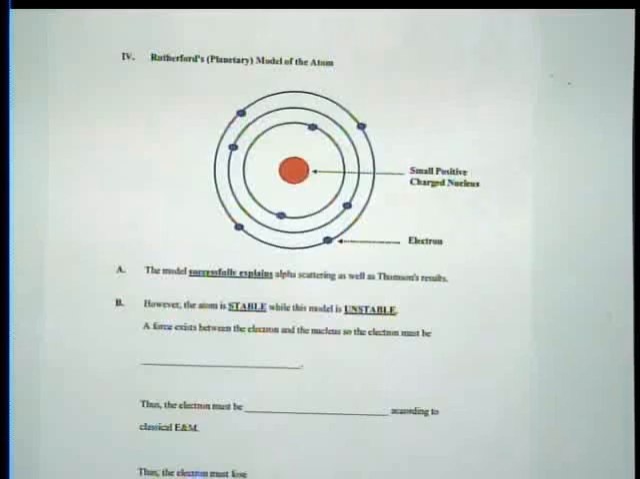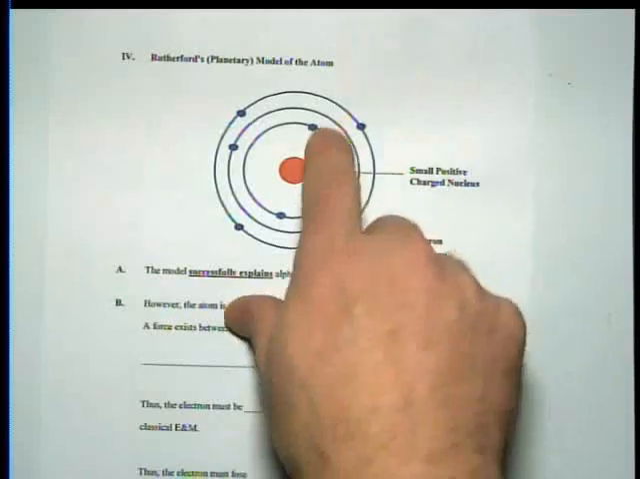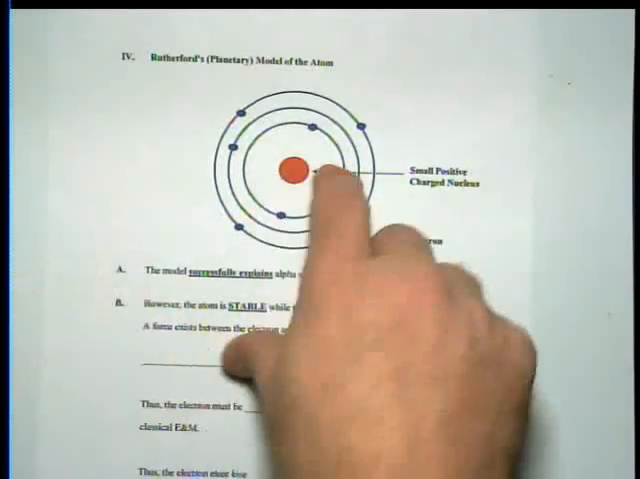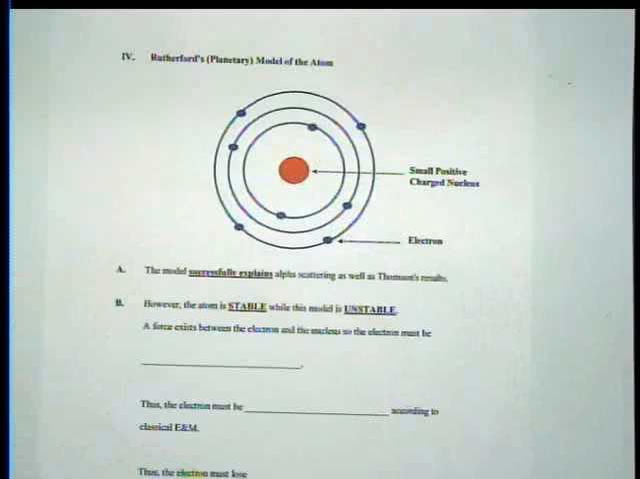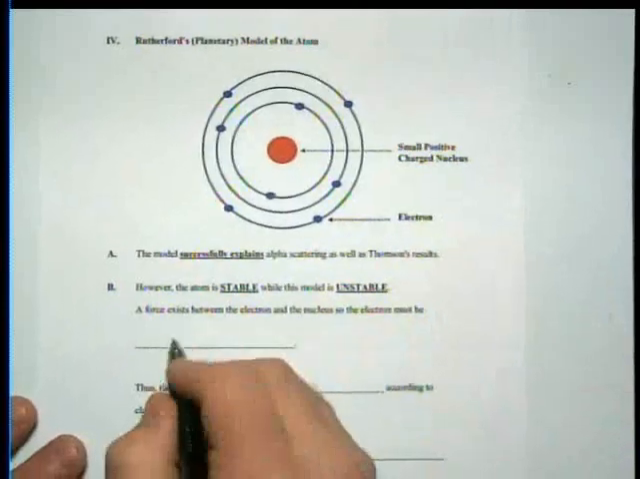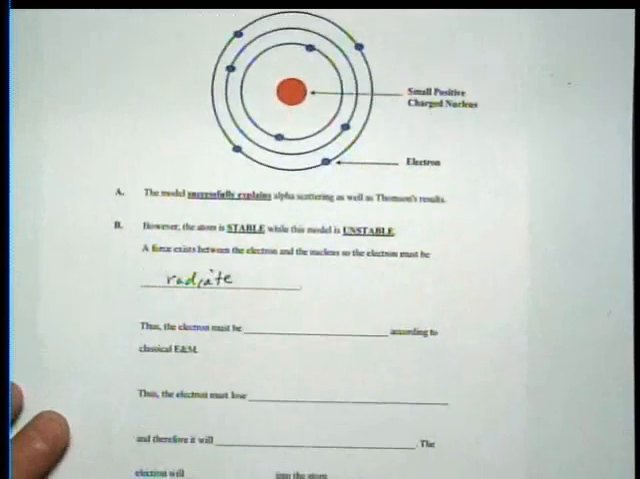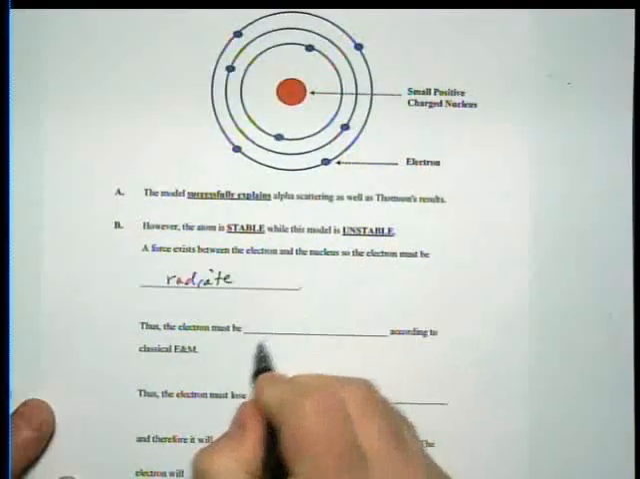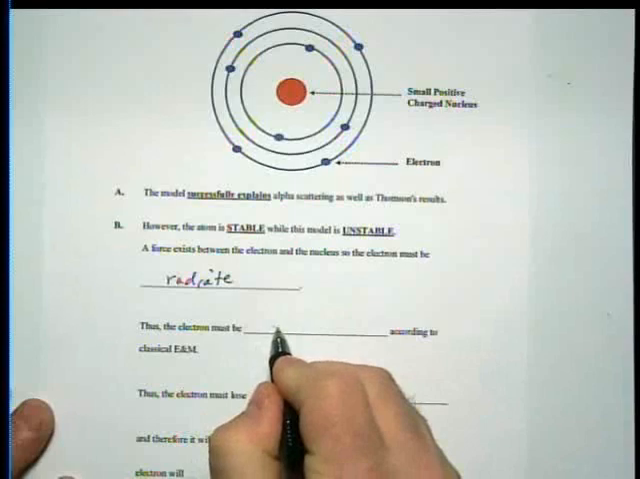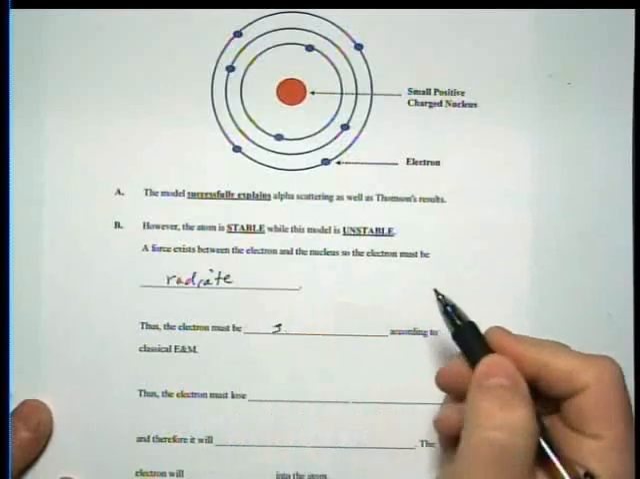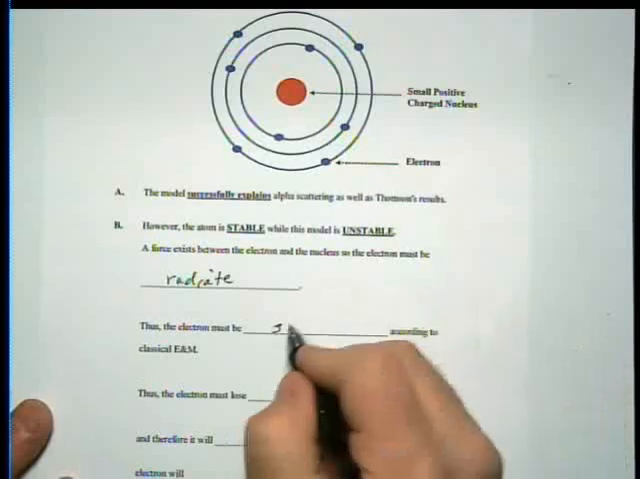The problem is they're charged. And since they're charged, when they go in a circle, unlike planets, they should radiate and spiral inward. It explains alpha, but it's unstable because they should radiate. So the electron should slow down. The electron should decelerate.